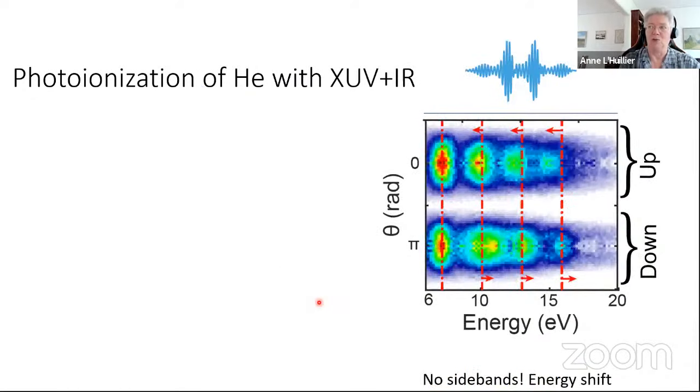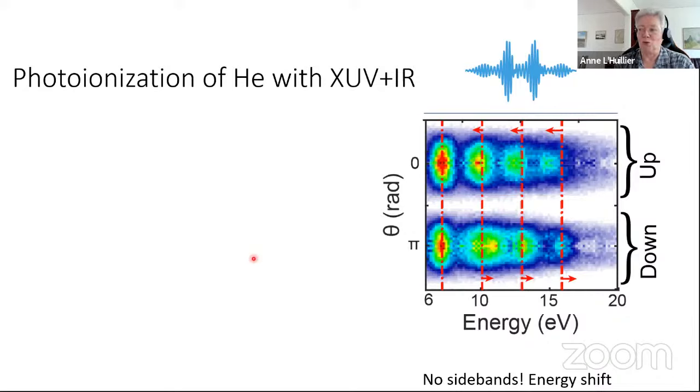What happens when we have only 2 pulses? Then, it was also a surprise: no sidebands, but instead we have a shift of the peaks, as you can see here, and a shift which is actually different in the up and down direction. The peaks move inwards in the up direction, while the peaks move outwards in the down direction. How can we understand that?